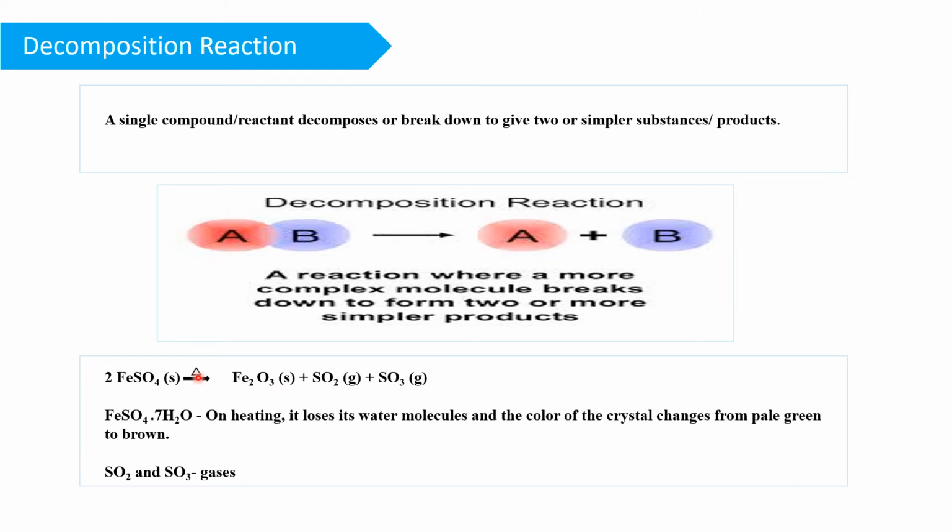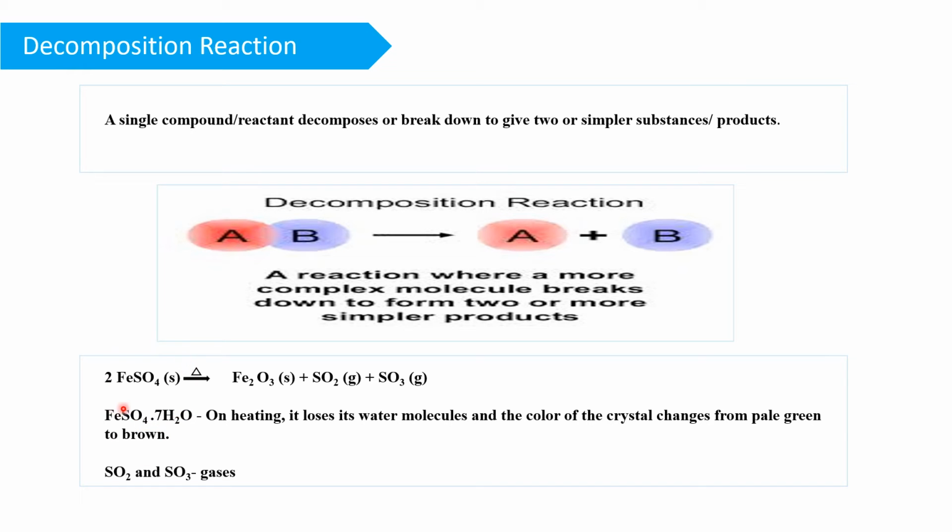Okay, the first simple example we are going to see is ferrous sulfate. What is the formula for ferrous sulfate? FeSO4, ferrous sulfate. What will be the color of ferrous sulfate? It will be pale green. This symbol indicates heating, right? So on heating, it loses its water molecules.